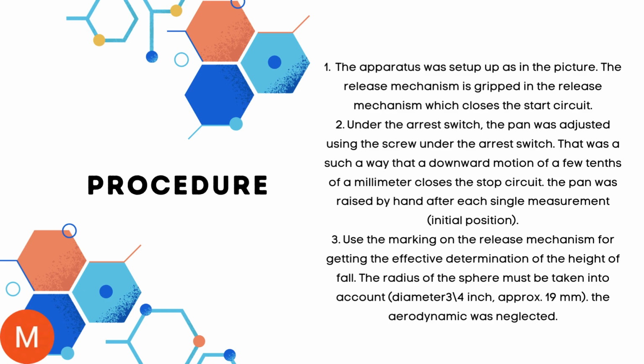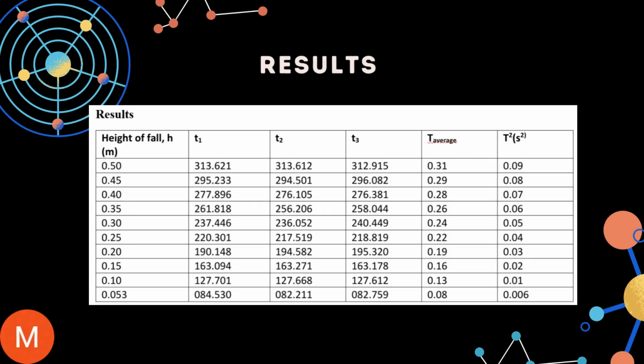Third, use the marking on the release mechanism for getting the effective determination of the height of fall. The radius of the sphere must be taken into account. Diameter, 3/4 inch, approximately 19 millimeter. The aerodynamic drag was neglected. The table shown is the result that we get from the experiment.